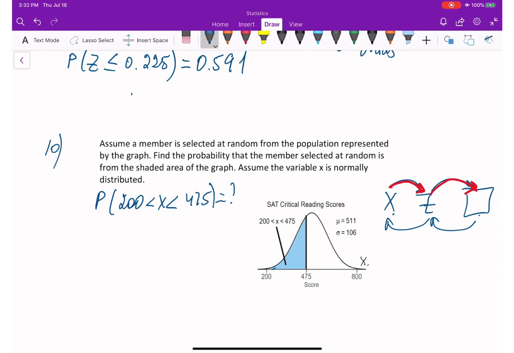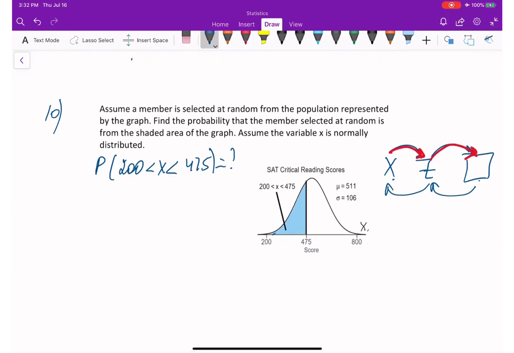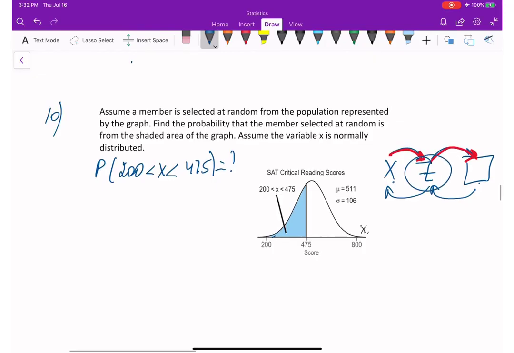Okay, let's write down x1. So we are going to calculate the z-score first, right? We need to find this z-score. Okay, what do we have? x1 is equal to 200, x2 is equal to 475. Mu is equal to 511.